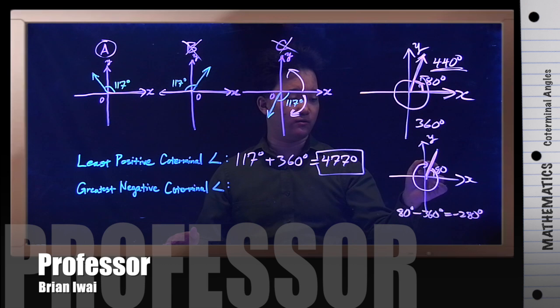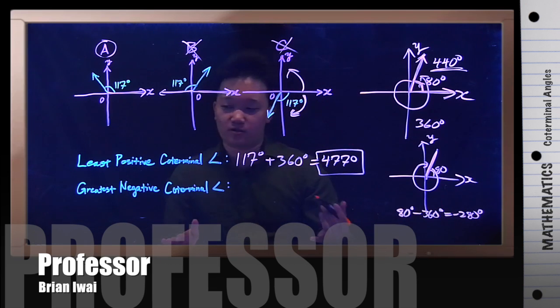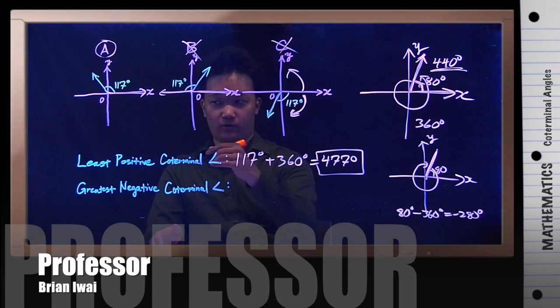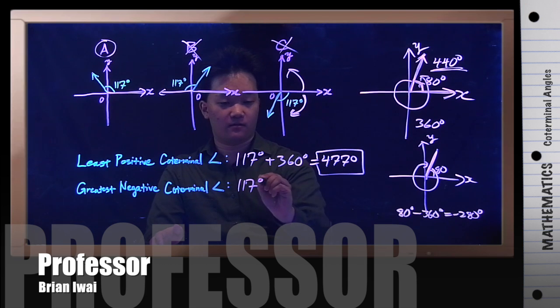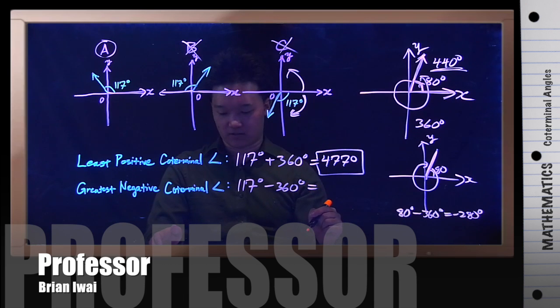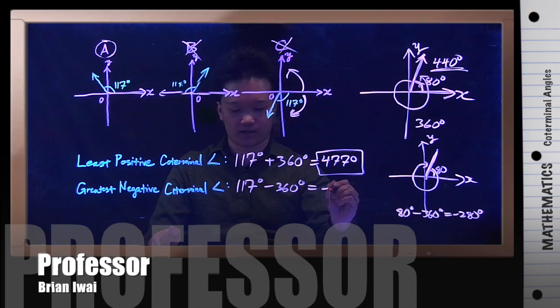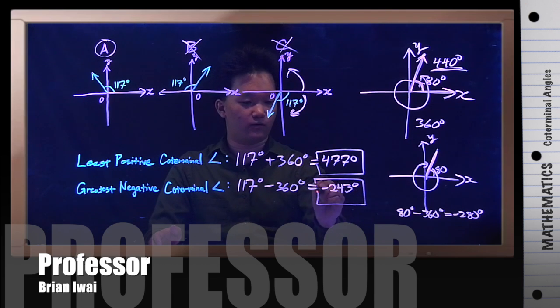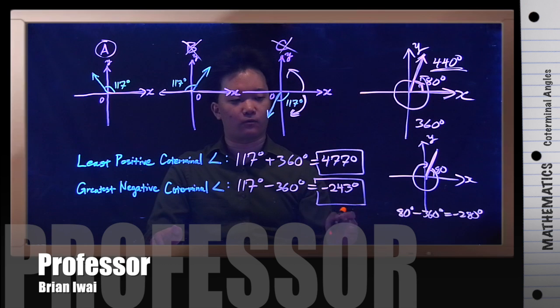And just like with the last one, we could do one more, or two more, or three more, how many more times you want of a rotation. Just subtract 360 that many times and you would get a coterminal angle. But because the question is asking for the greatest negative coterminal angle, we just need to subtract 360 once. So with our problem of 117 degrees, you subtract 360 degrees. So 117 minus 360 gives you a difference of negative 243 degrees. So negative 243 degrees is your greatest negative coterminal angle. 477 degrees is your least positive coterminal angle.